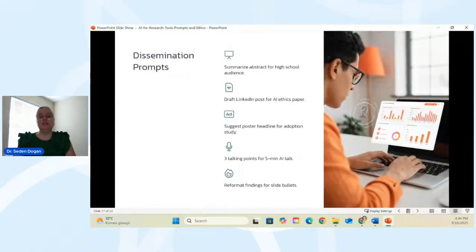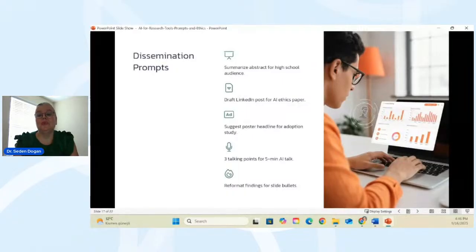And finally, dissemination. Here, AI can help you reach wider audiences without dumbing down your work. Prompts like "rewrite my abstract at a 10th grade reading level, preserving accuracy." Ipek actually mentioned that she did a presentation to 12K, so she had to reduce the tone. So this is also another way to get help from AI. Or "draft a 150-word LinkedIn summary highlighting the practical implications of my study." It will give you an engaging and catchy LinkedIn post.